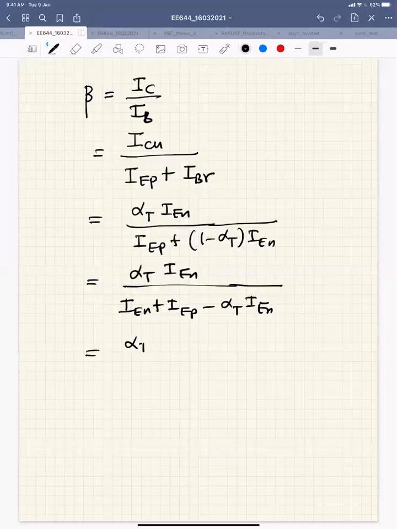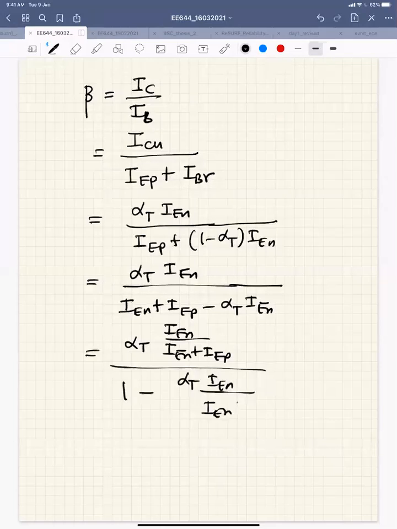And if you divide, I could do some math here, just to make life simpler. IN plus IP, and this will be my 1 minus alpha T IN plus IP, right? So if you look at this part, this is nothing but the emitter injection efficiency, right? Basically this is the ratio of the electron component of the emitter current divided by the total current. So this is your gamma, right? This is your emitter injection efficiency, minus 1 by gamma alpha T, right?